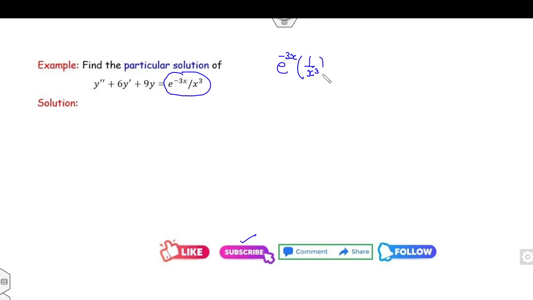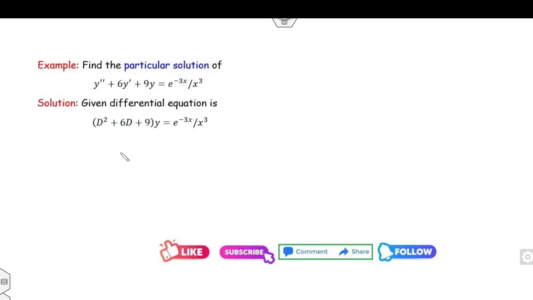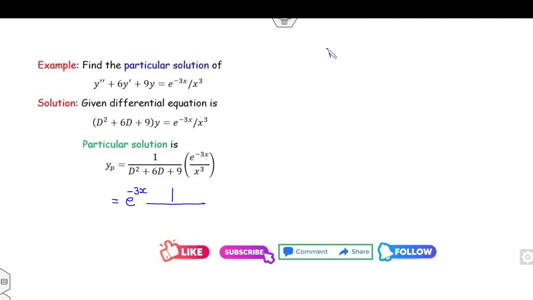That's the product form. Fine. So firstly, I can write this in terms of the capital D: D square plus 6D plus 9 is equal to this. Can you find the value of y? So yp is 1 over D square plus 6D plus 9. I can take the exponential component outside, e raised to power minus 3x is outside. I can replace D with D plus a. What is the a in this case? a is minus 3.